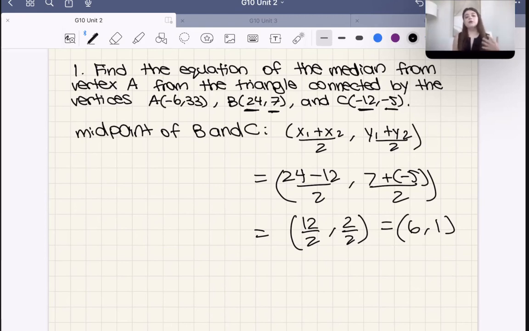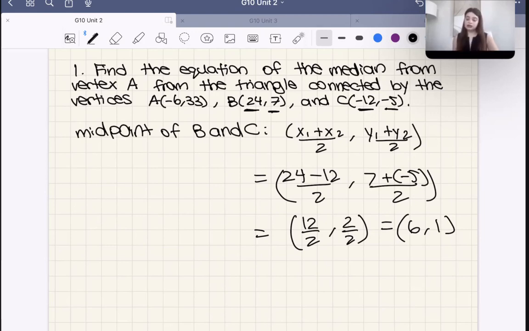So now we want to know what's the equation of the line that connects that midpoint of BC with vertex A, right? Which we already know is -6, 33. Okay, so first thing we're going to do for that is we need to find the slope, right? Because every line consists of a slope and a y-intercept. And if we know the slope and we know a point on the line, which we already know 2 points on the line because we know the midpoint's on the line and point A is also on this line, we can find the y-intercept from that.